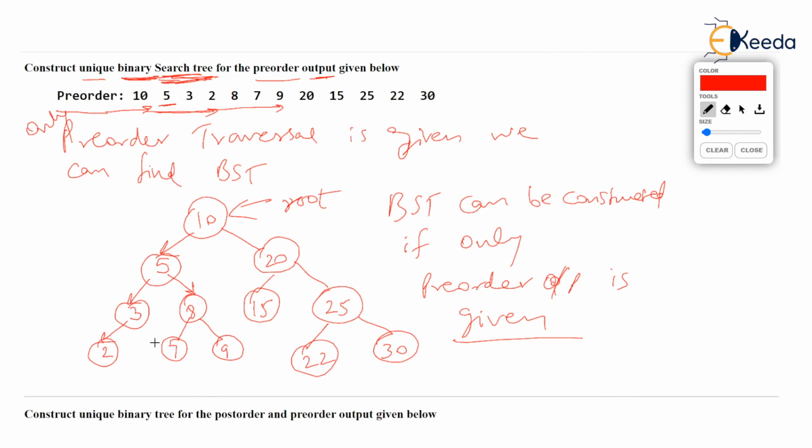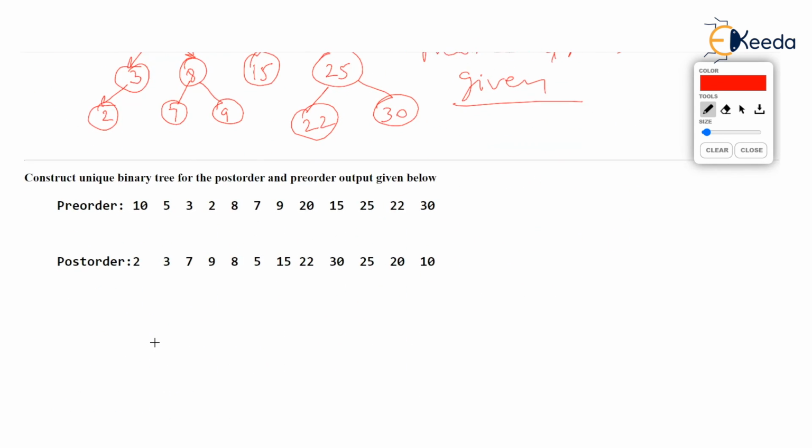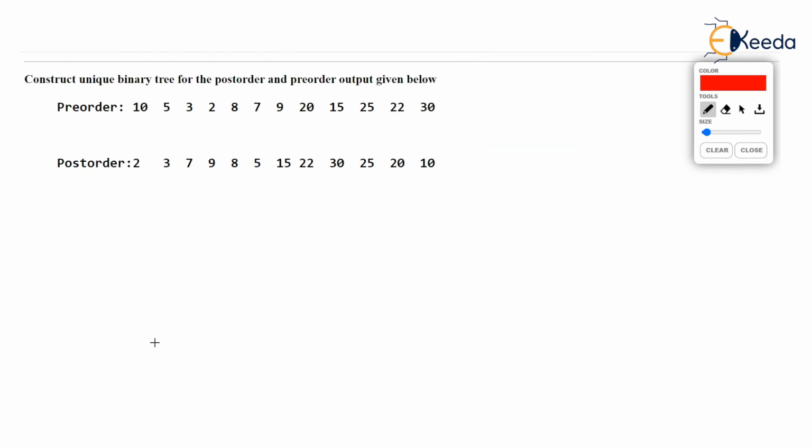And the next question we will address in the next video, where post-order and pre-order output is given. This is very interesting. Now here in-order is not given. Now this is a complex example. We will address this in the next video.